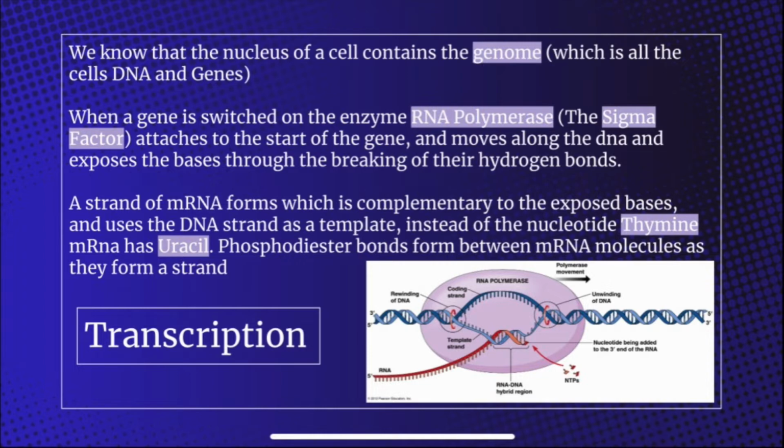A strand of mRNA forms, which is exactly complementary and specific to the exposed bases, and it uses the DNA strand as a template for it. However, instead of thymine, mRNA has uracil, but it is still complementary to adenine. Phosphodiester bonds begin to form between the mRNA molecules.